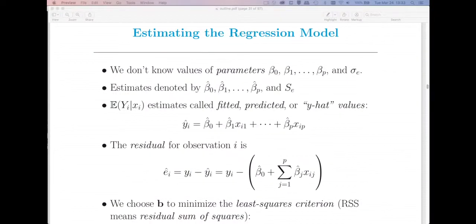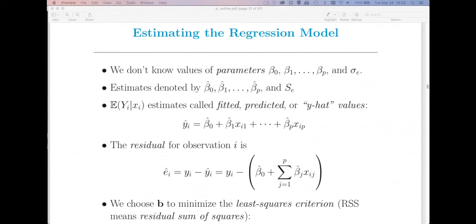This video is completely optional. You are not responsible for this, but some of you may be interested in some of the math behind ordinary least squares and the properties about it.